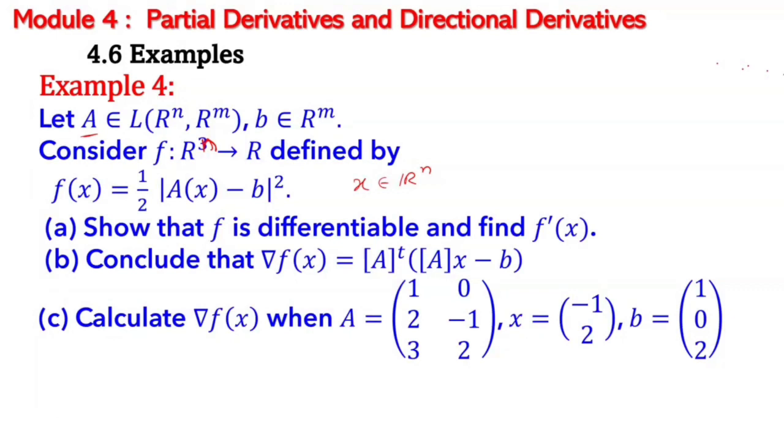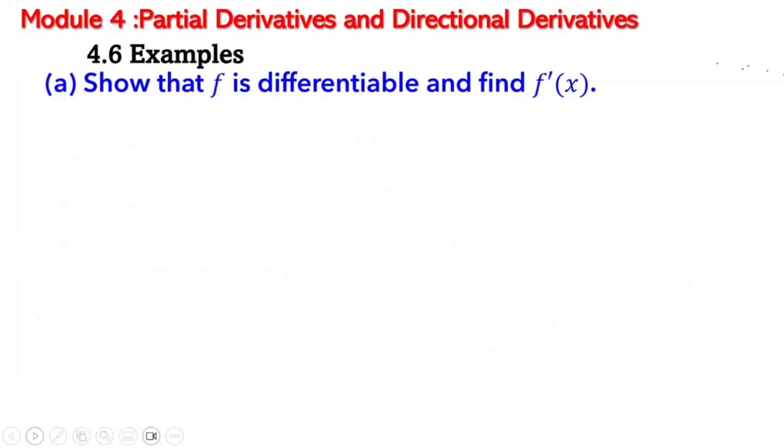In particular, if A, X and B are given, then what is the value of the gradient of f? So this thing we have to calculate. First we'll show that f is differentiable. Though it is proved in module 3, we will revisit it and prove it again. And then we will find the f dash x. So part B depends on part A. So let's have the solution here.